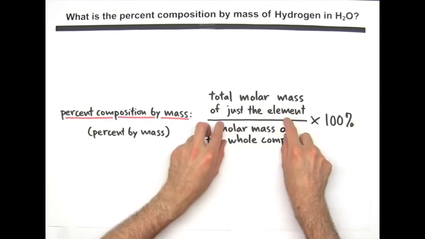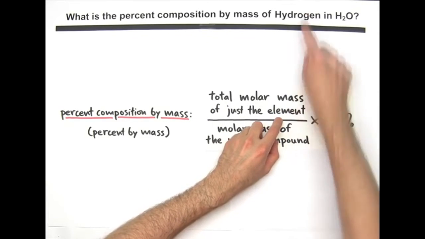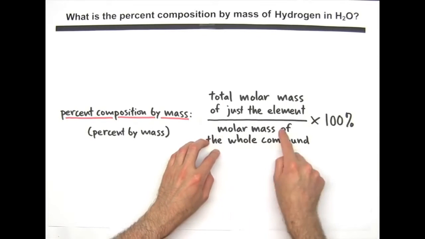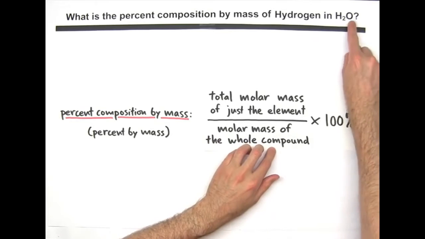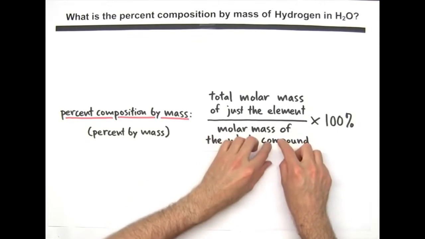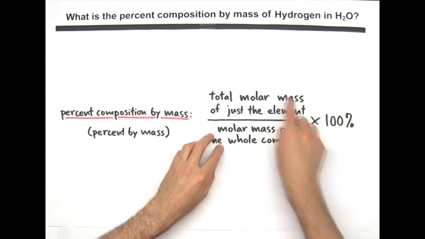So on the top of the fraction, we have the total molar mass of just the element. In this case, hydrogen is the element, and I'm going to talk more about the top of the fraction in a minute. On the bottom of the fraction, we have the molar mass of the whole compound. In this case, the compound is water, H2O. Okay, we're going to do some division. We're going to divide the top by the bottom, and then we're going to take that and multiply it by 100%.